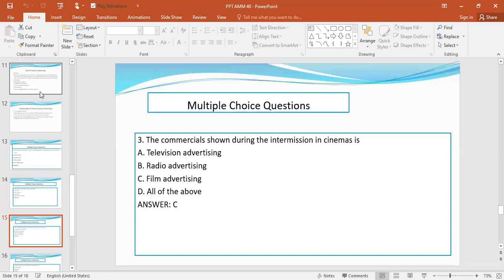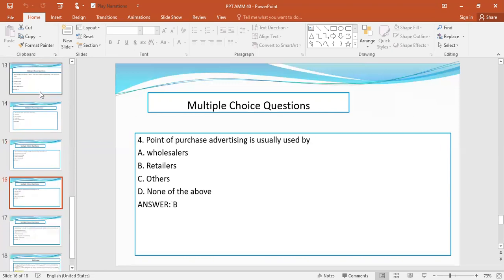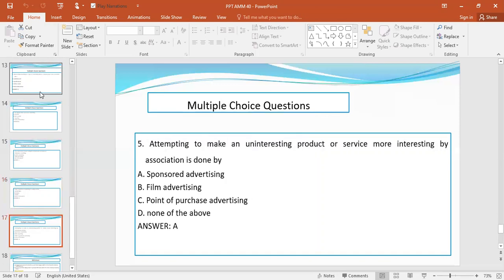The third one is the commercials shown during the intermission in cinemas is it television advertising, or radio advertising, or film advertising, or is it all of the above? So the answer is film advertising. The next question we have is point of purchase advertising is usually used by is it wholesalers, or retailers, or others, or none of the above? So the answer is retailers.